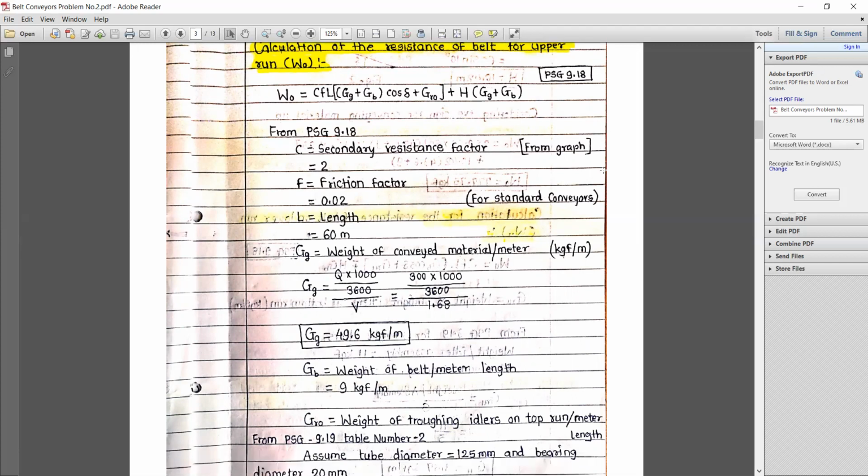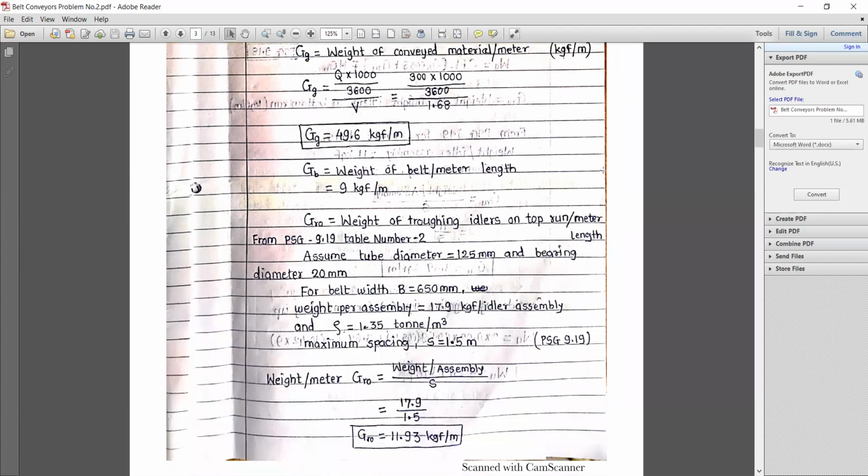Next one, GB, that is the weight of belt per meter length, that is 9 kgf per meter. Next, to calculate the value of GRO, that is the weight of troughing idler on the top run per meter, referring to page number 9.19 with table number 2. As previously shown in the procedure for how to select these things, here also we are selecting the tube diameter as 125 mm and the bearing diameter as 20 mm.